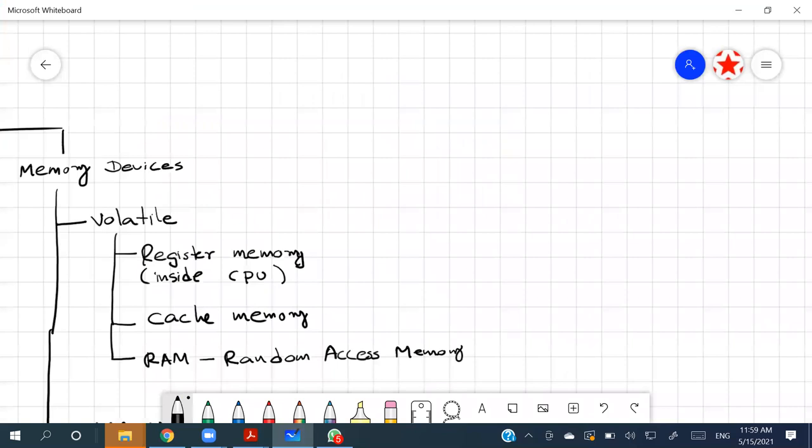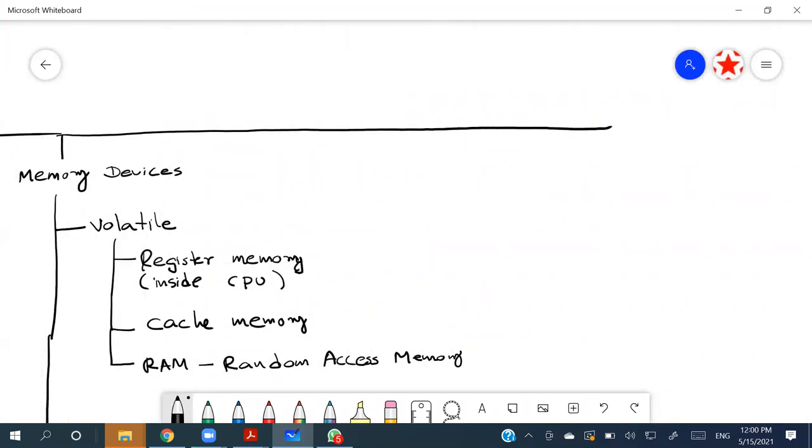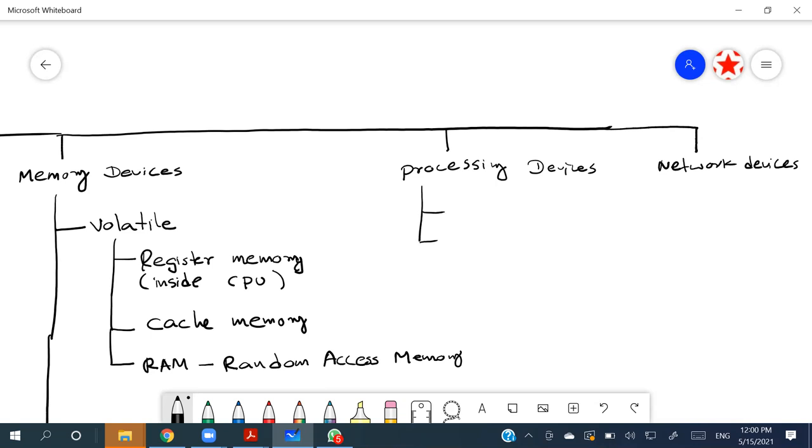So there are two more categories. One is the processing devices. Final one is network devices, right? So regarding the processing devices, there are only two, which is called CPU and the GPU.